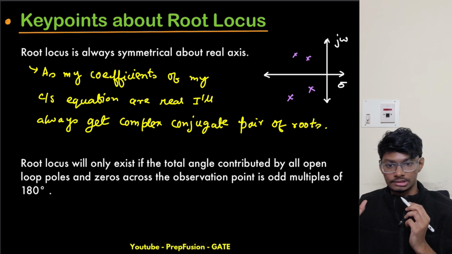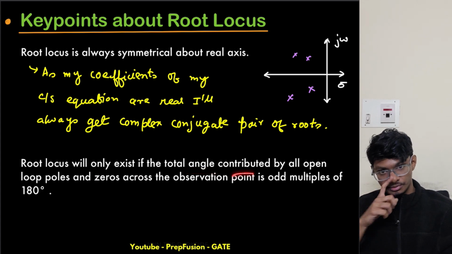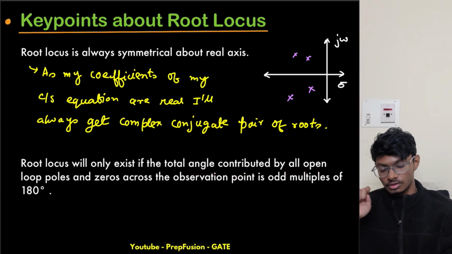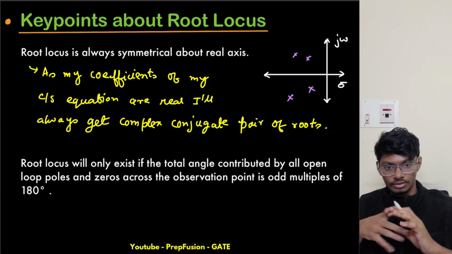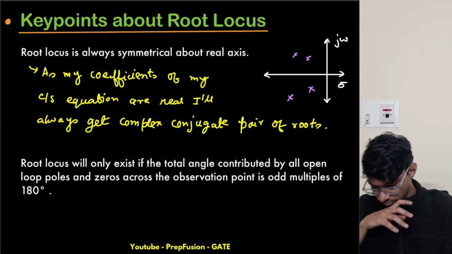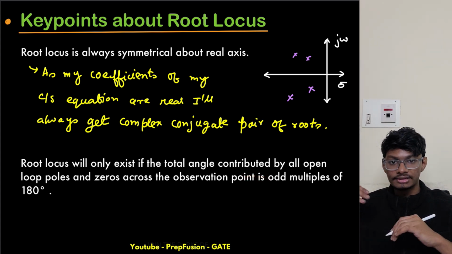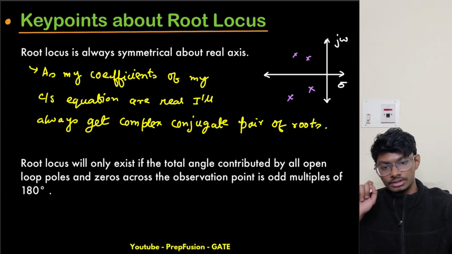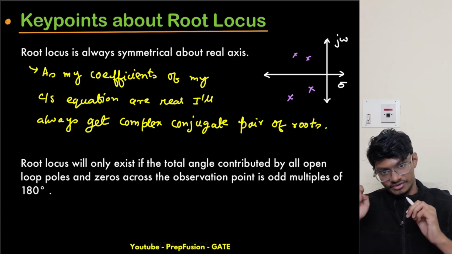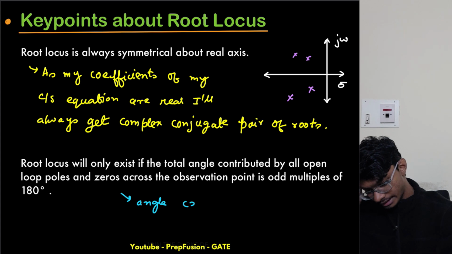Now what is the second point telling us? The second point is telling us the root locus will only exist if the total angle contributed by all open loop poles and zeros at the observation point is an odd multiple of 180 degrees. Let's understand this. The angle that all the open loop poles and zeros contribute to my observation point, basically the test point, will be an odd multiple of 180 degrees. So this is also known as the angle condition.